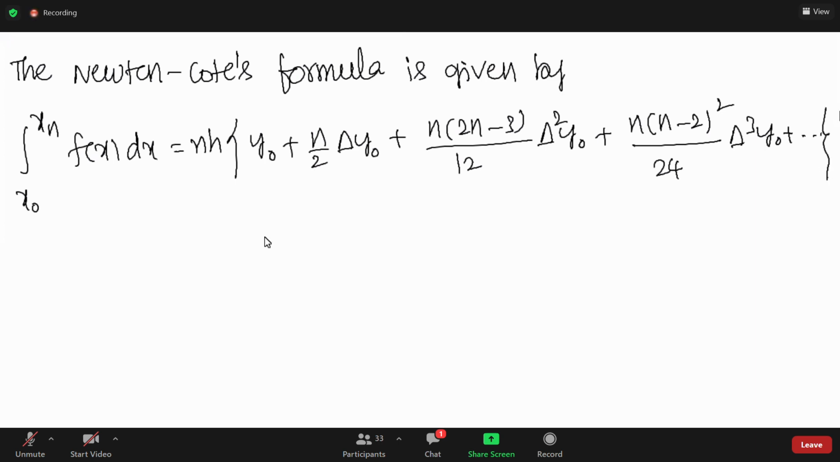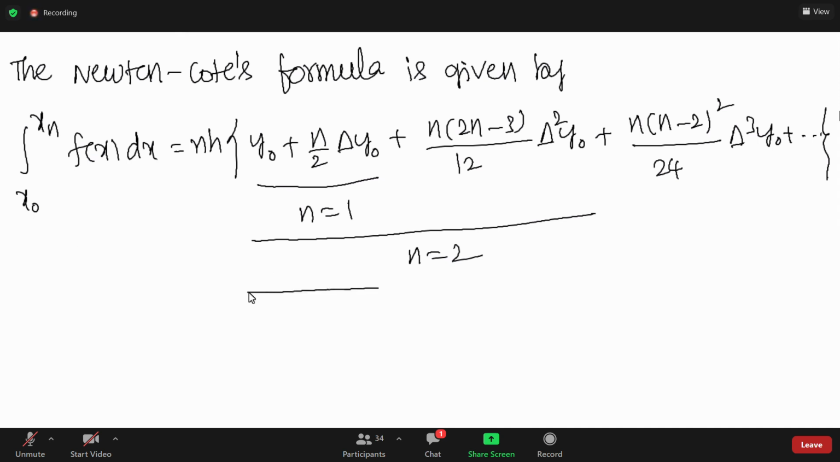In this formula, what are the terms for n is equal to 1? Y naught plus n by 2 delta y naught. And these terms are for n is equal to 2. N is equal to 1 means first order. First order means it includes both zero order and first order. N is equal to 2, second order. Second order means it includes zero order, first order and second order.